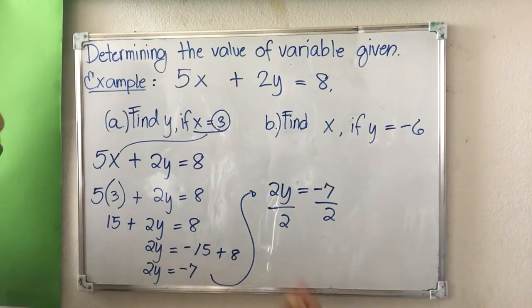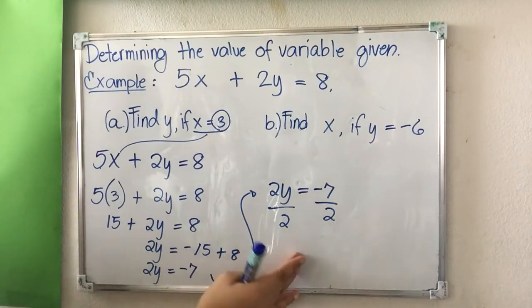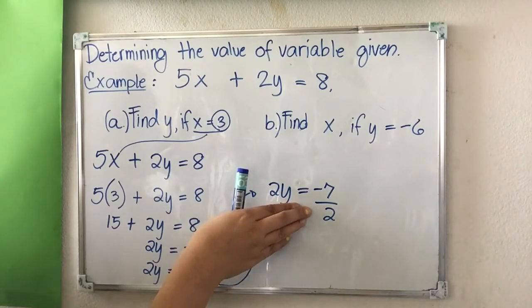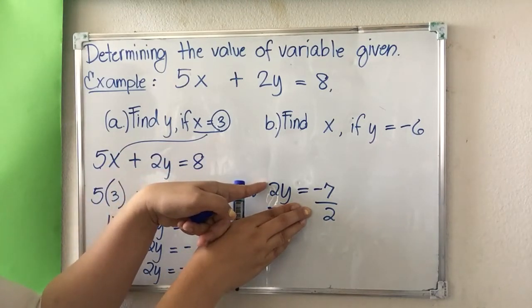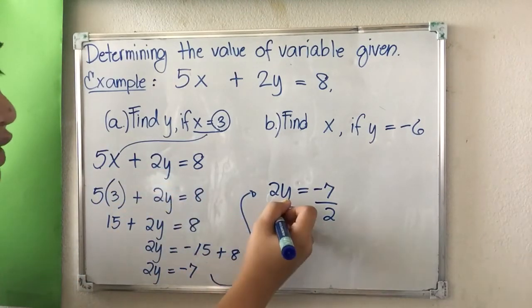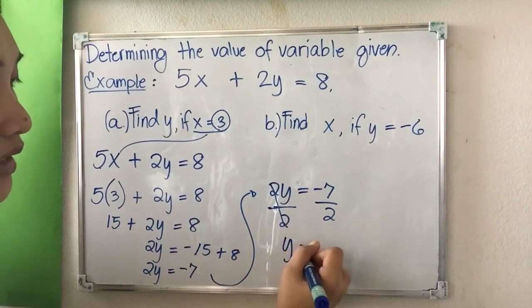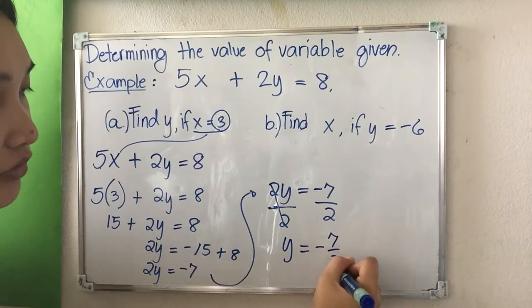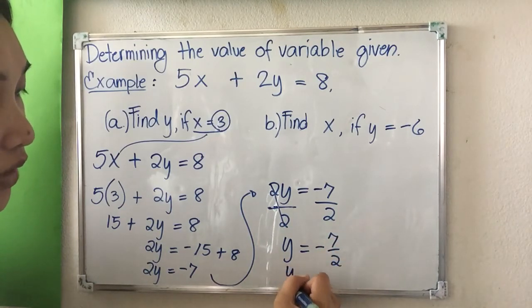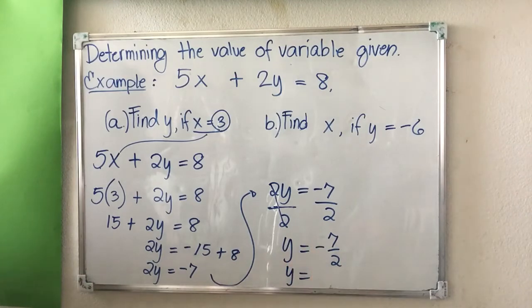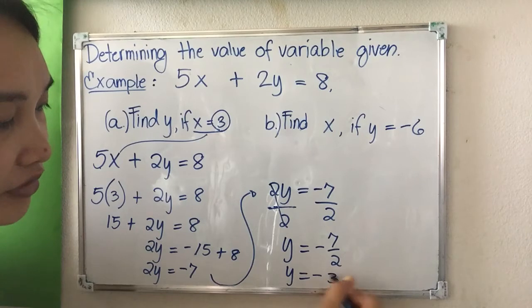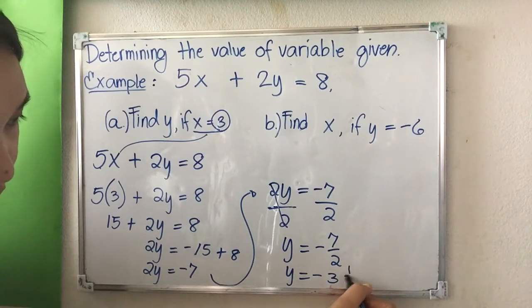Okay, so what is the purpose why we divide it by 2? To remove the coefficient of variable y, which is the number 2. So we have to divide it by number 2. So we have y is equal to negative 7 over 2, or y is equal to, this is an improper fraction, so change that one into a mixed number. We have negative 3 and 1/2.